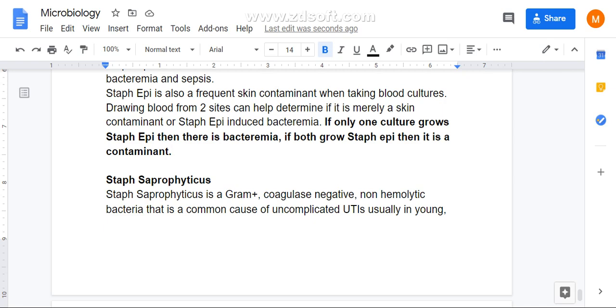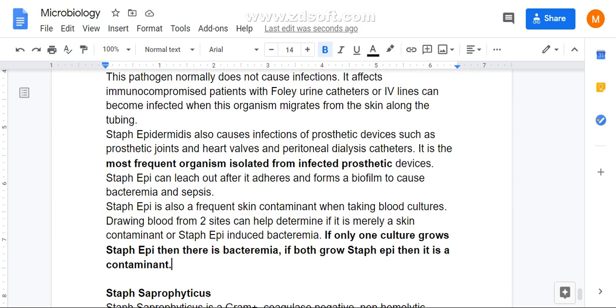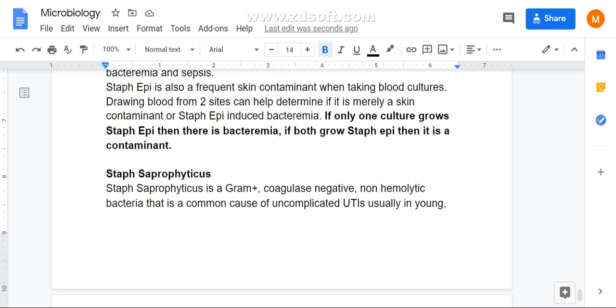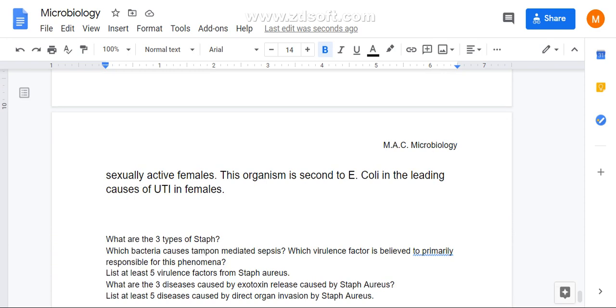Staph saprophyticus is gram positive, just like the rest of the Staph. It's coagulase negative, just like Staph epi. It's non-hemolytic, like Staph epi. And it's a common cause of uncomplicated urinary tract infection, usually in young sexually active women. This organism is second to E. coli as the leading cause of urinary tract infections in females.